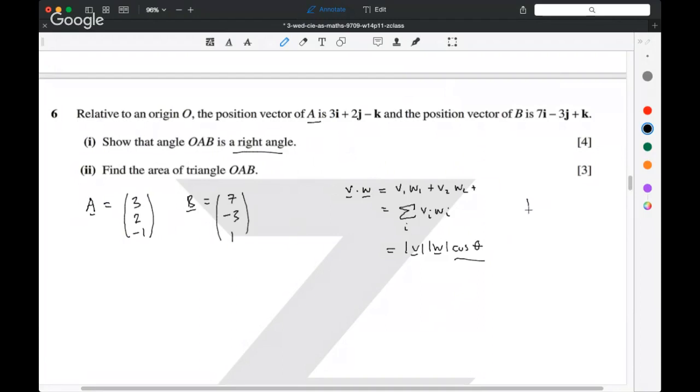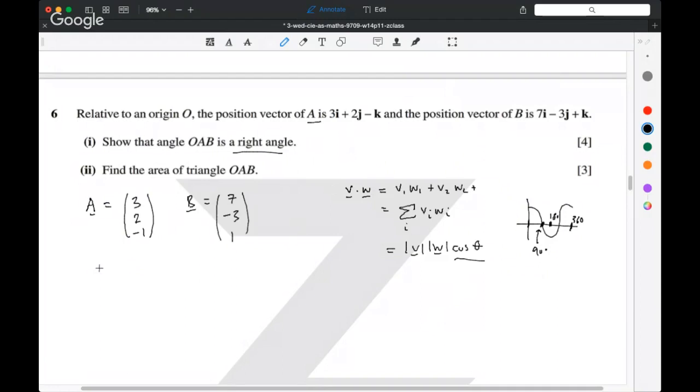So what does the cosine function look like? Well, it's like so. Now, when things are at right angles, that means that the angle is 90 degrees. So this is 360, this is 180, so this is 90. Well, cosine of 90 degrees is 0, as we can see from this graph.